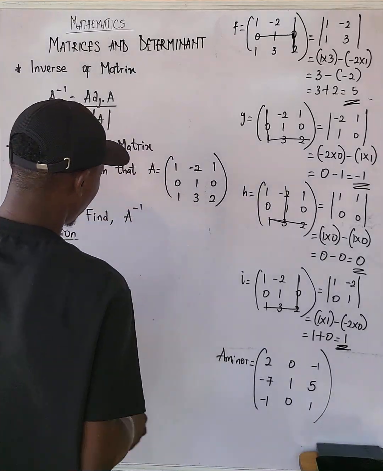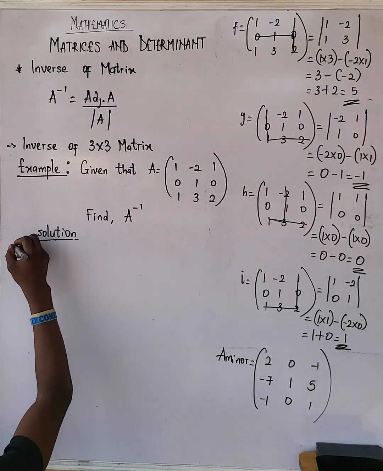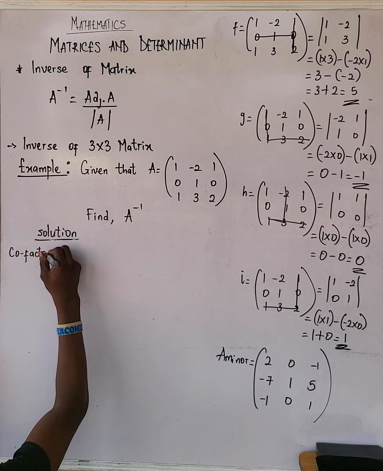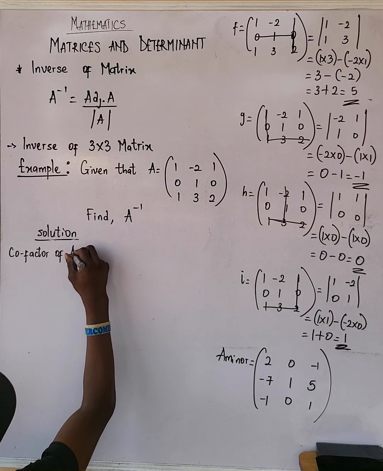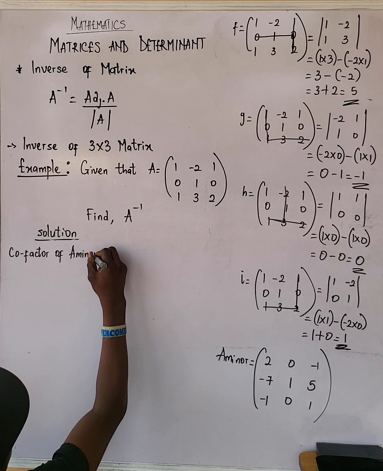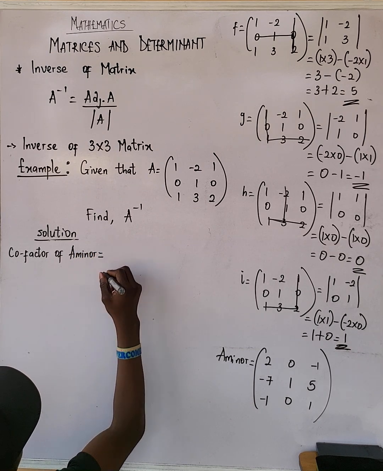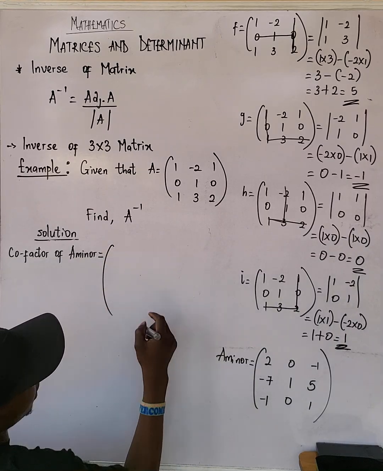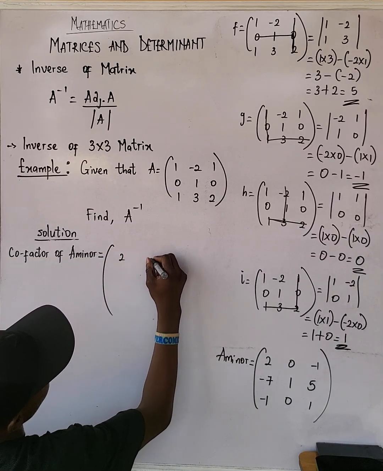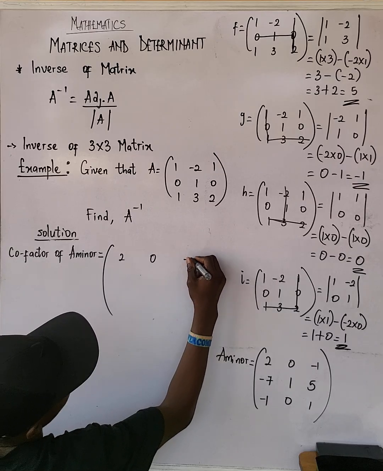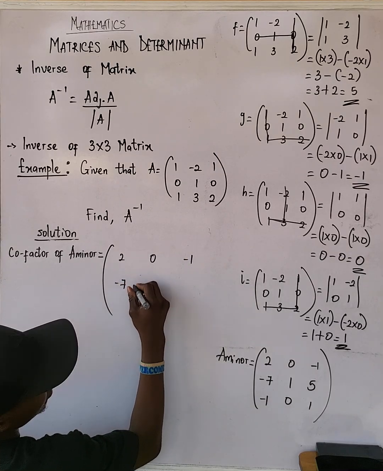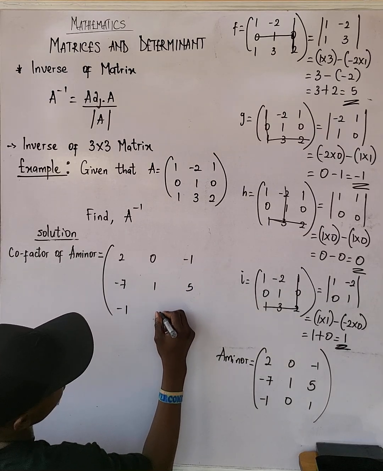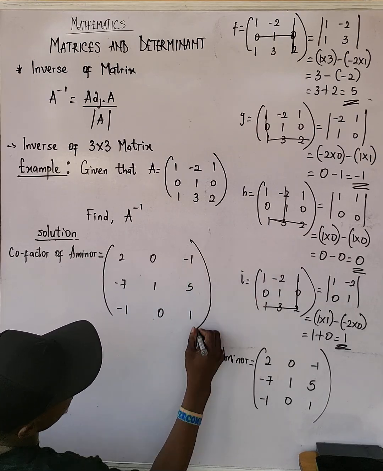Why do we go for cofactor? You see, it's very, very long. So we say cofactor of A minor. Cofactor of A minor will not be what? So you write the A minor there. Our A minor is 2, 0, minus 1, minus 7, 1, 5, minus 1, 0, 1. This is the A minor, right?